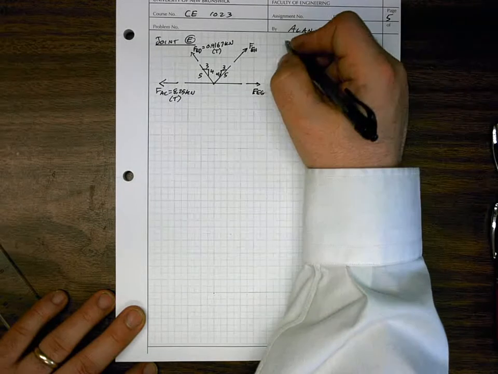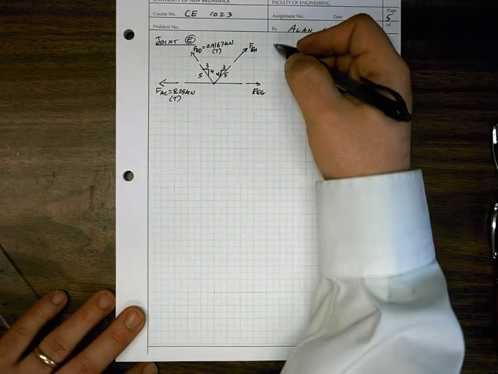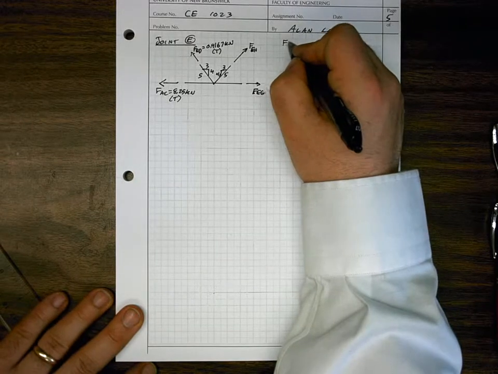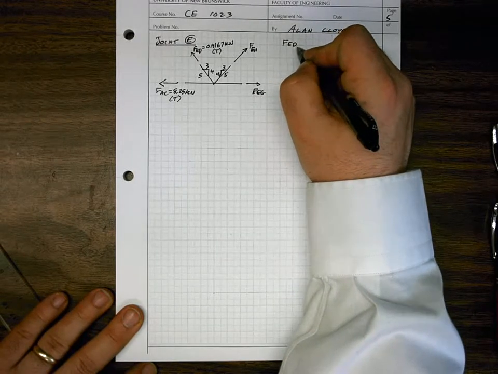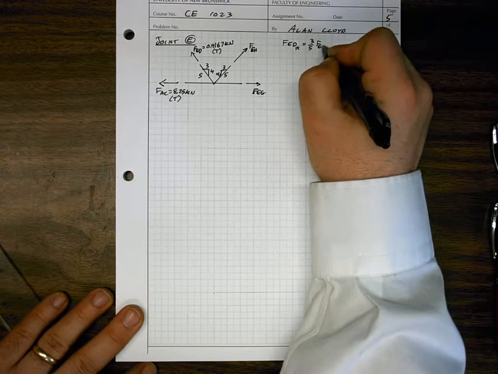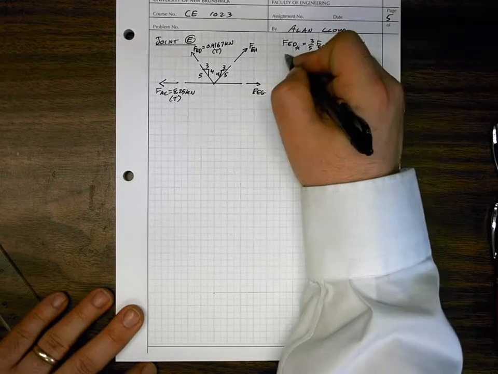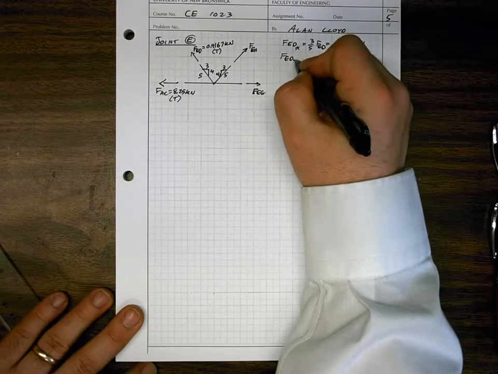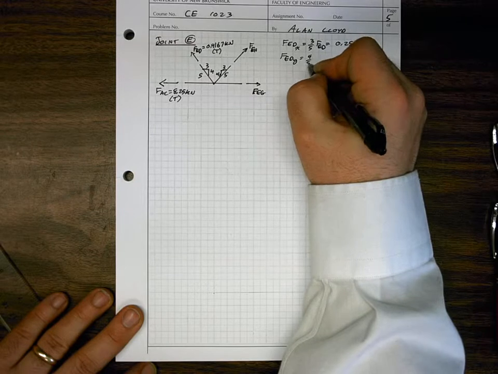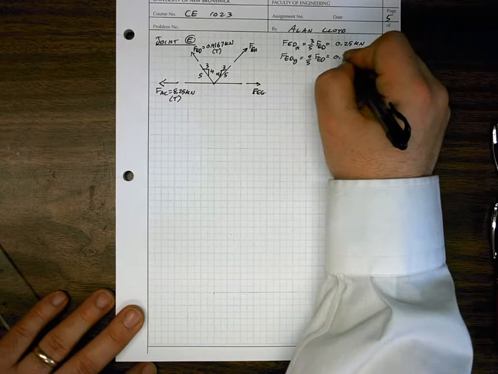And once again we can find the components of the inclined forces, components in the x and the y direction. So FEDX is equal to 3/5 FED is equal to 0.25 kilonewtons. And FEDY is equal to 4/5 FED is equal to 0.333 kilonewtons.